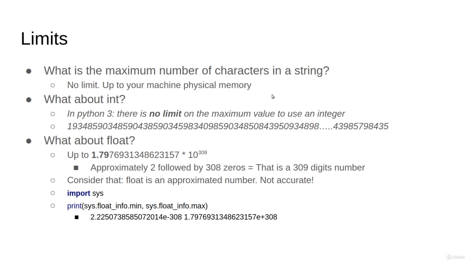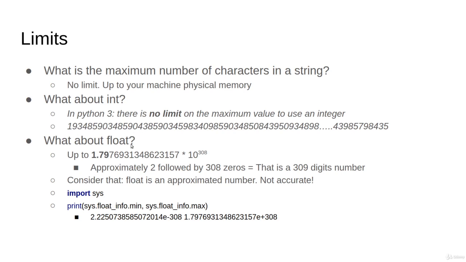There is no maximum limit for a string. You can have a very big string, maybe up to the limit of your physical machine. In Python 3, there is also no limit for the integer. You can have a very big integer like that. When it's so big, we call it a big integer. It's extremely big. If you are coming from a C++ background, you would know that the C++ integer is very limited.